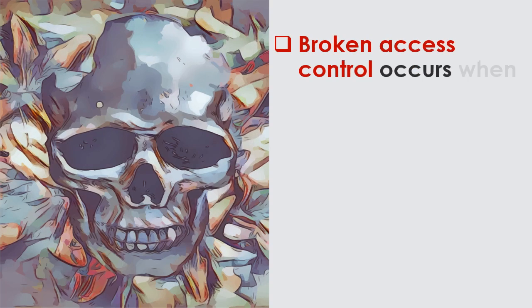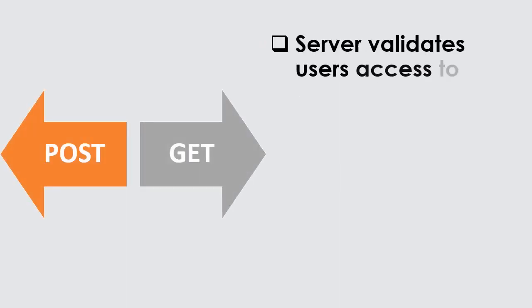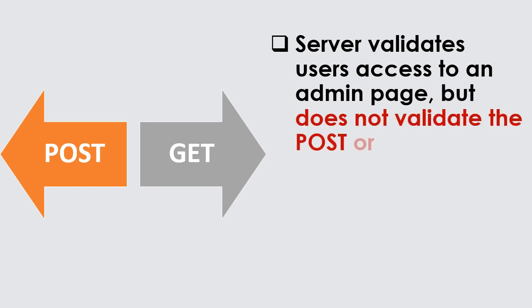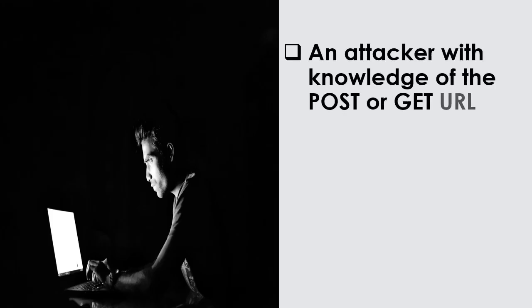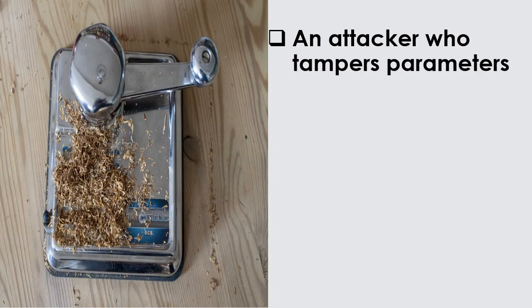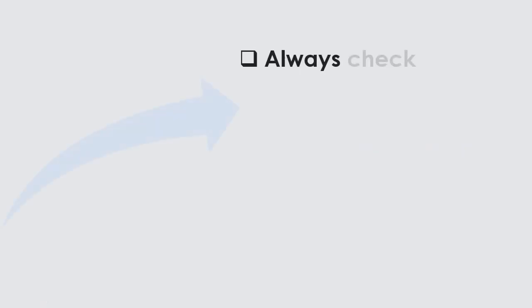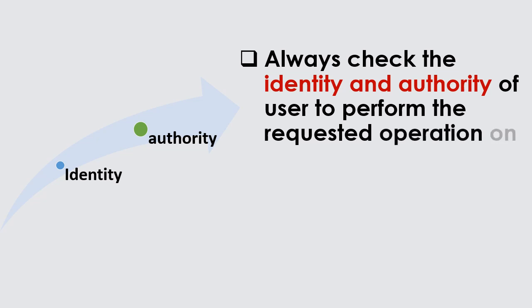Broken access control occurs when a server does not properly validate every request. For example, the server validates users' access to an admin page, but does not validate the POST or GET from that page. An attacker with knowledge of the POST or GET URL can bypass the validation. An attacker who tampers with parameters can bypass validation. Always check the identity and authority of the user to perform the requested operation on every request.